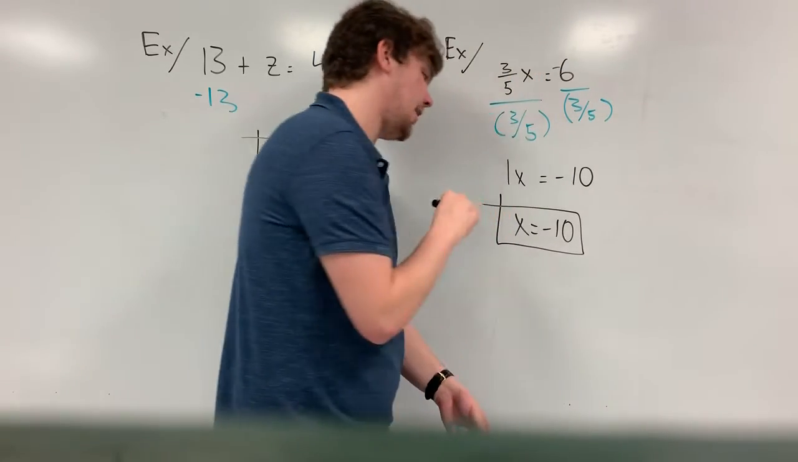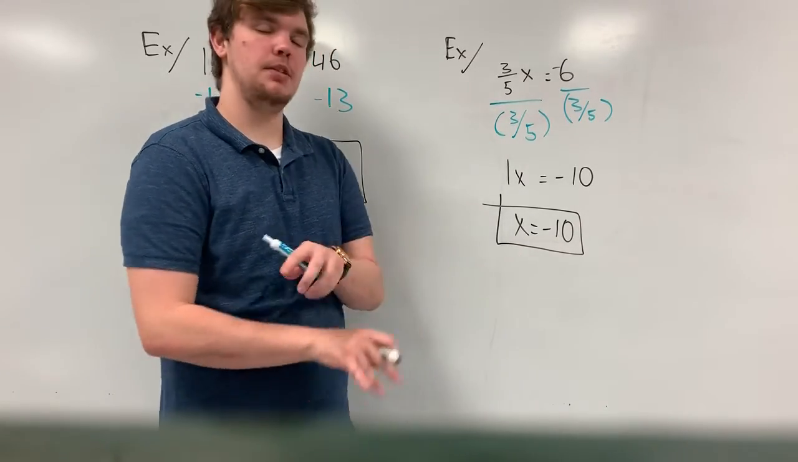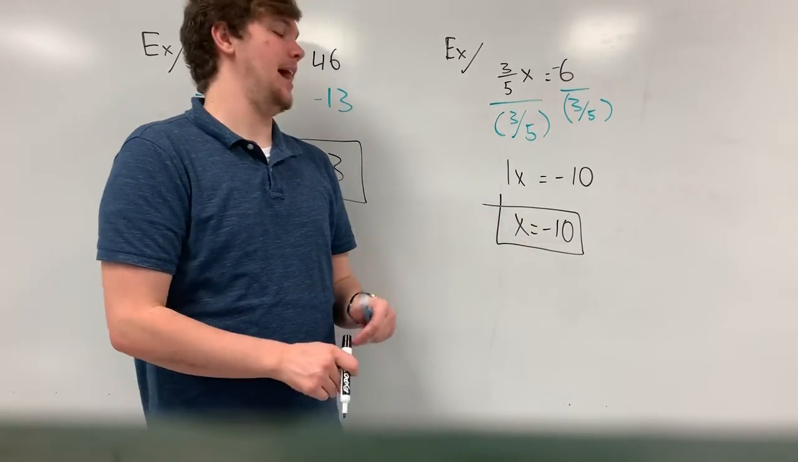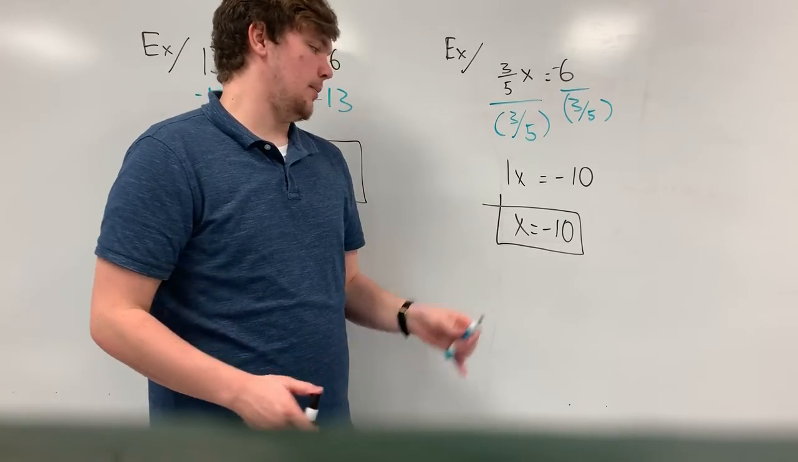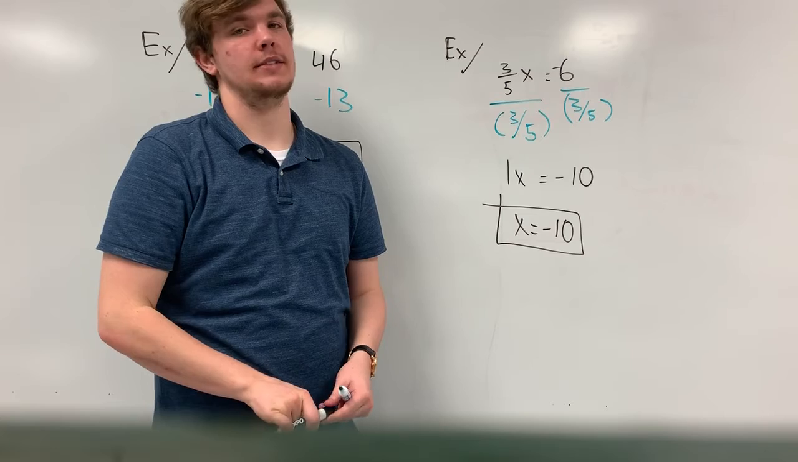That is my final answer. I can box it in. I'm all good because x is completely by itself. X is an introvert. So I'm completely done because x is all alone, just like x wants to be.